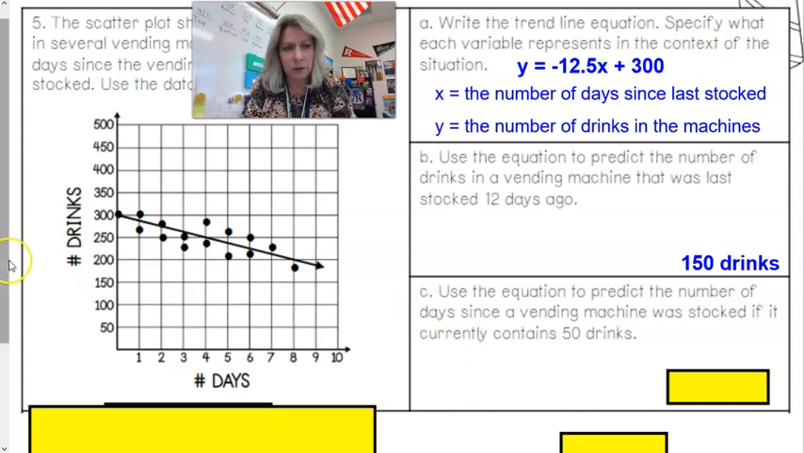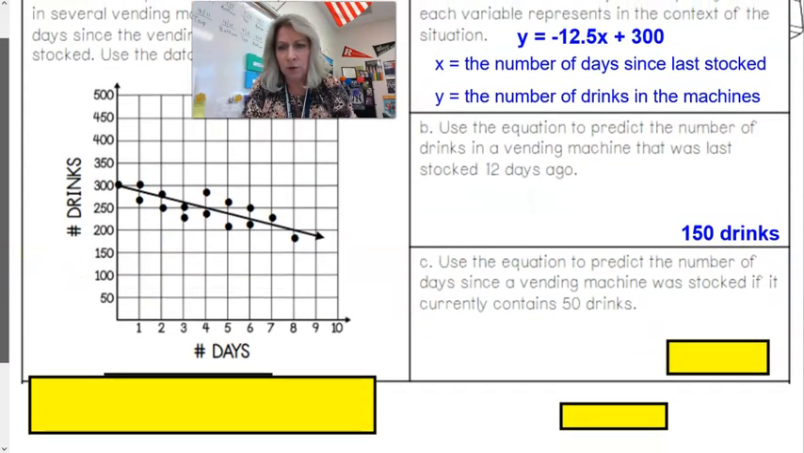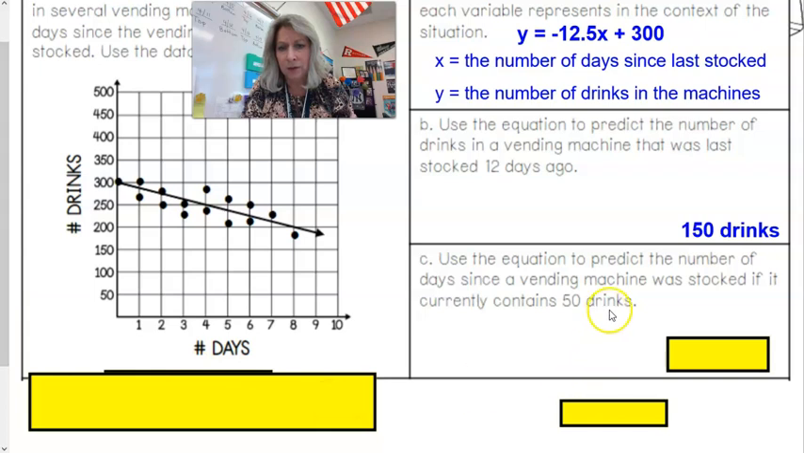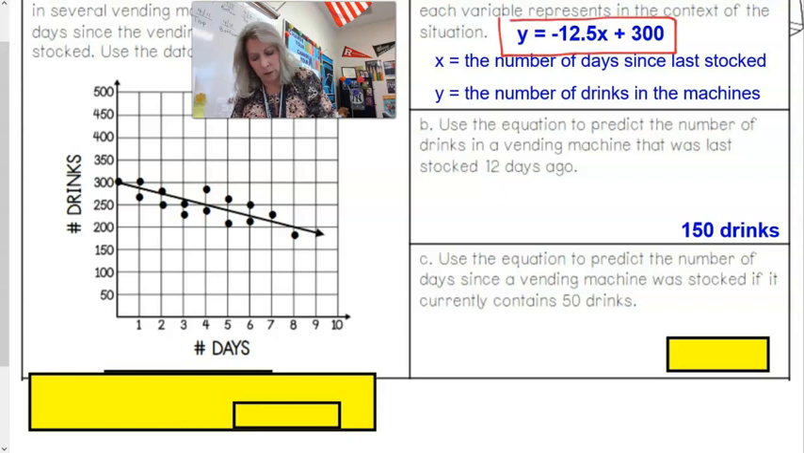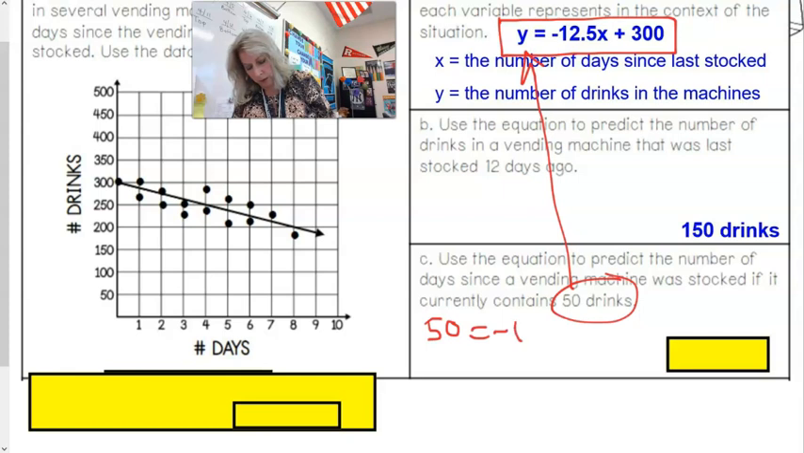All right, in letter C, it says use the equation to predict the number of days since a vending machine was stocked if it currently contains 50 drinks. So if drinks is 50, that's my y value. Let's use the equation y equals negative 12.5x plus 300, and we're going to plug in 50 drinks into the y value. So 50 equals negative 12.5 times something plus 300.